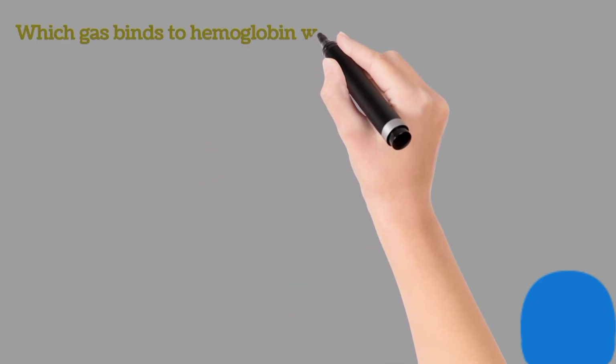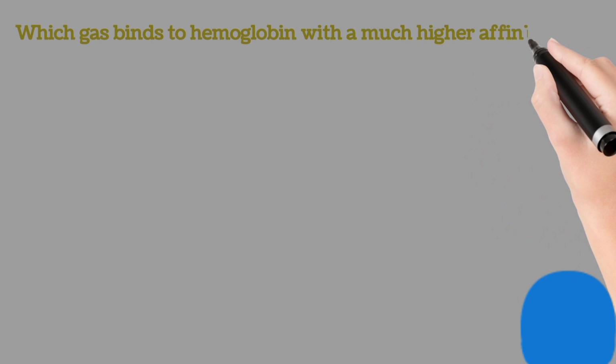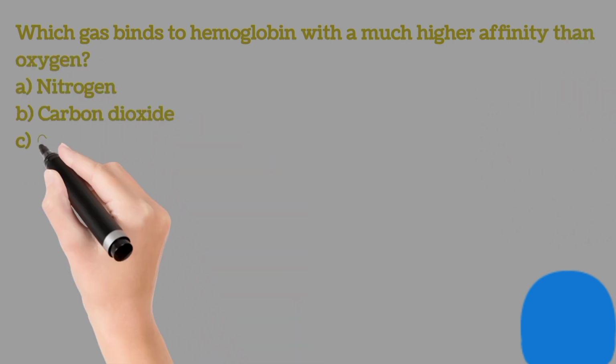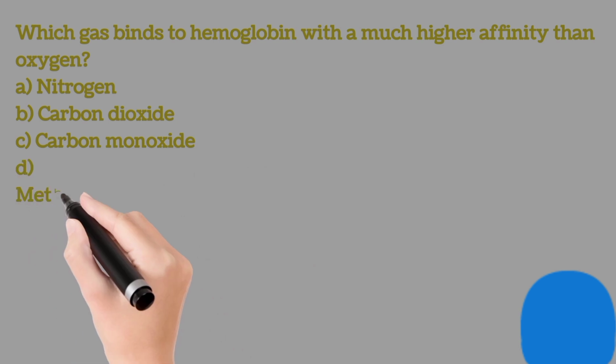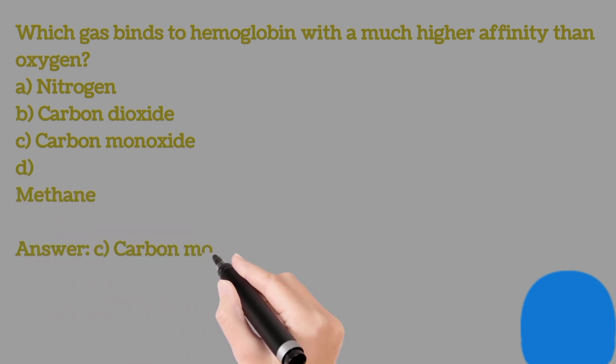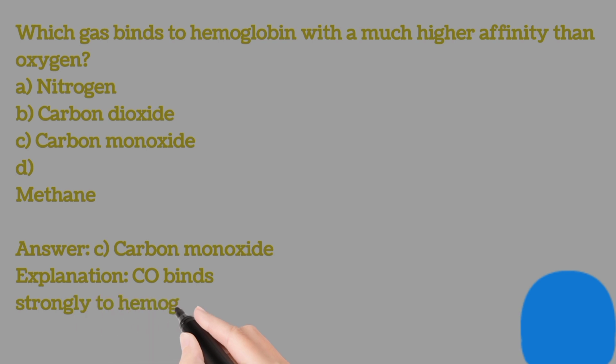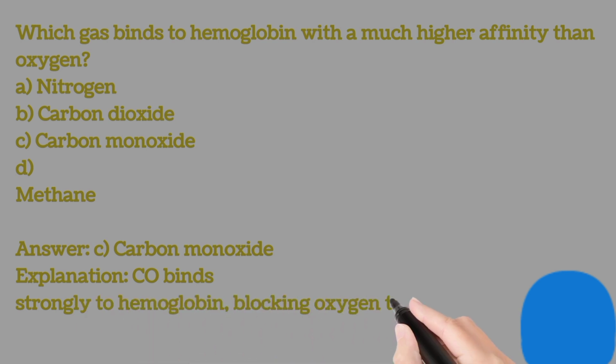Which gas binds to hemoglobin with a much higher affinity than oxygen? Nitrogen, carbon dioxide, carbon monoxide, methane. Carbon monoxide. Carbon monoxide binds strongly to hemoglobin, blocking oxygen transport.